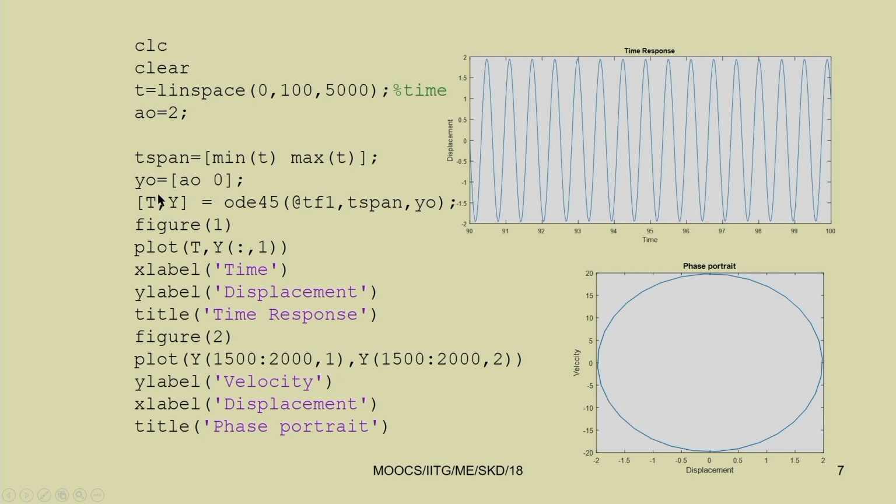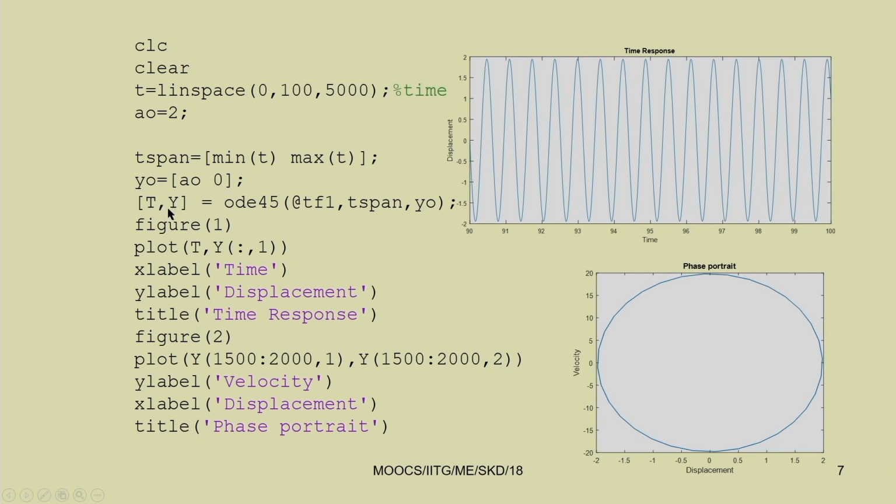So, y0 is the initial condition. For example, y0 equal to [a0 0], that means initial displacement equal to a0 and initial velocity equal to 0. You can take different things also. For example, if the system is subjected to some impulse type of forcing, then the displacement you can take 0, but the velocity will be equal to F delta t by m. You can find the initial velocity and put it. So, depending on the application, you have to choose this initial condition. Here we take y0 equal to [a0 0].